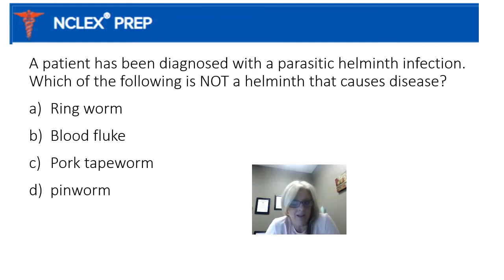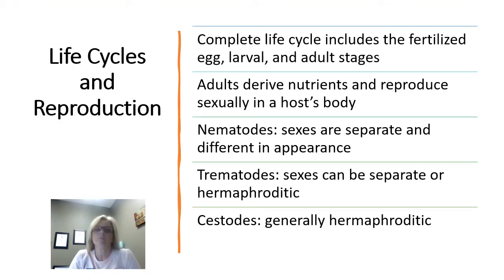Ringworm is a fungus. It is not an actual worm. The rest of these are worms. So the complete life cycle of helminths includes the fertilized egg, which is the embryo, the larval and adult stages.